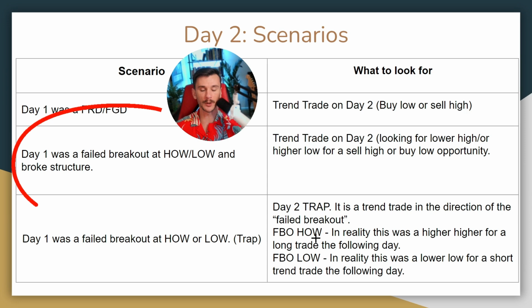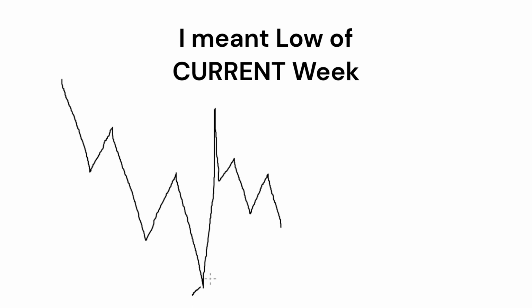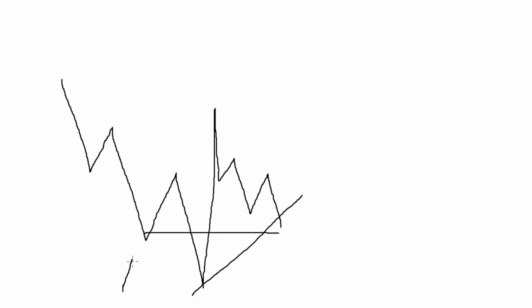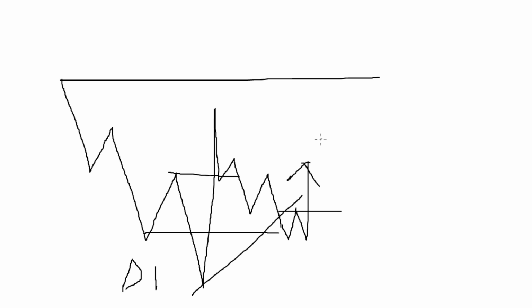Day 1 was a failed breakout at the high or low of the week, and then you get a break in structure as well. That is another kind of scenario. So let's say we've been traveling down, and they make a failed breakout below the low of the previous week, and then they actually make a higher high. So that would be basically a lower low and then a higher high. I am now looking for a buy low opportunity on the following day in order to get a reversal off of the low of the week, trend trade back towards the high of the week.